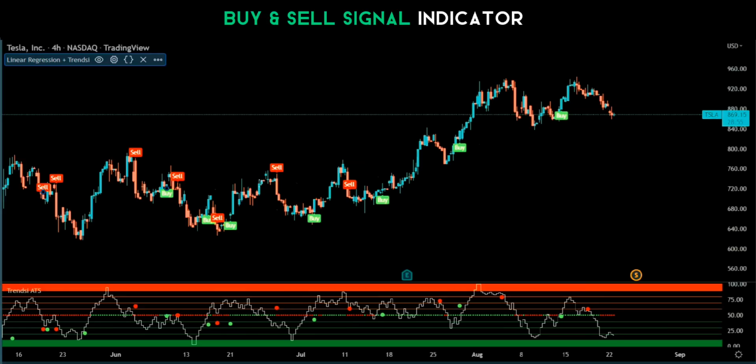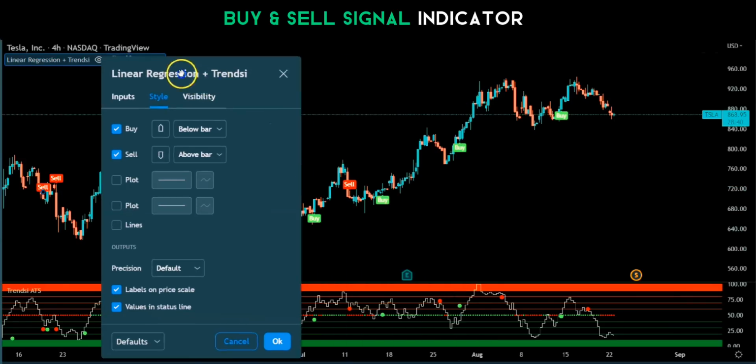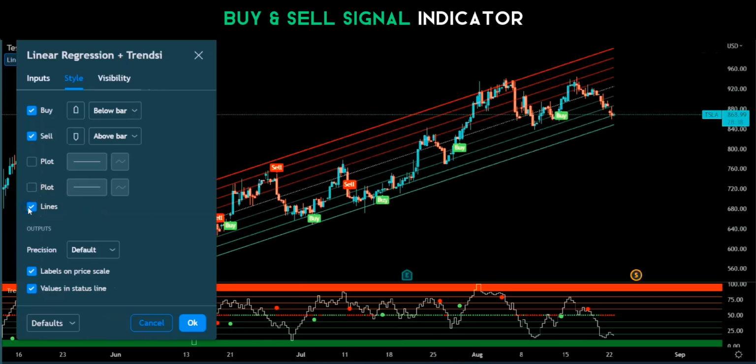The third indicator we provide is a buy and sell signal indicator showing potential entries into the market, long or short. In the next section, I'm going to go over the metrics which make up these buy and sell signals, but first, let me show you how I use these signals when I trade. When you go up to your settings, the first thing I do is I turn on my lines, which is the linear regression channel under the style.